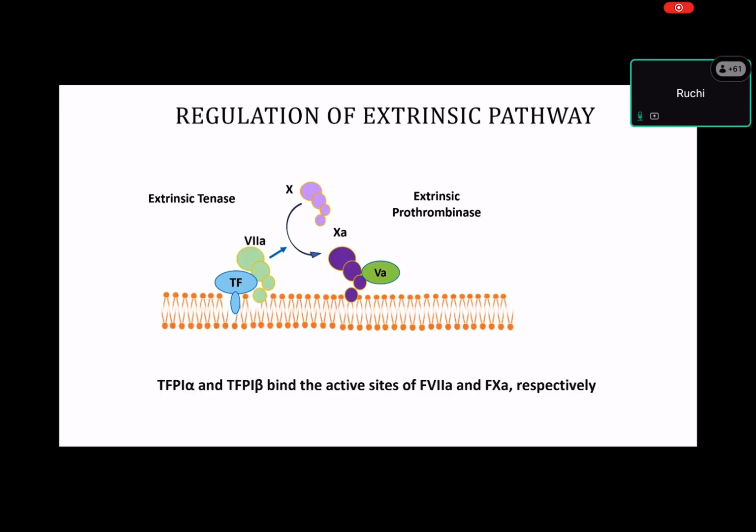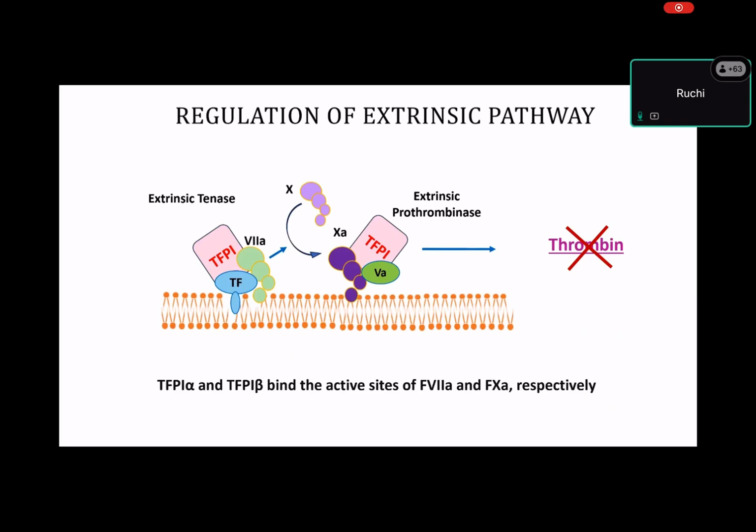Similarly, if you look at the extrinsic pathway, due to tissue factor expression there was an interaction with factor 7A, due to which factor 10A was formed. This is restricted by the tissue factor pathway inhibitor. There are 2 moieties, tissue factor pathway inhibitor alpha and beta, and they can interact with the active binding sites of factor 7A as well as 10A. And then subsequently there is a check on thrombin. So this is how regulation of the intrinsic and the extrinsic pathway occurs.